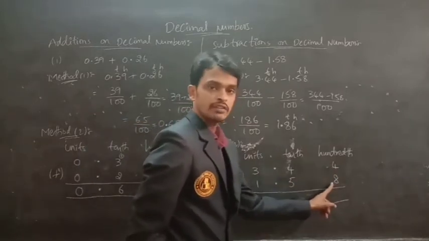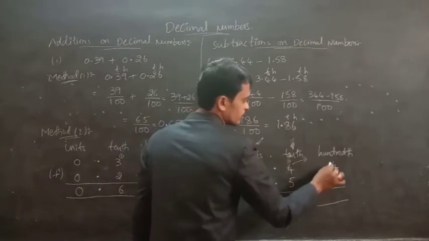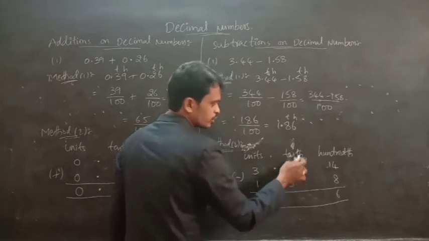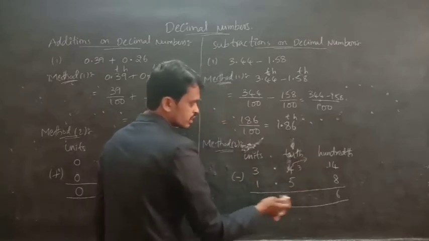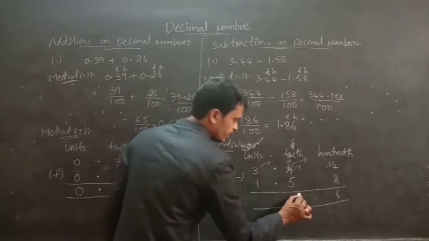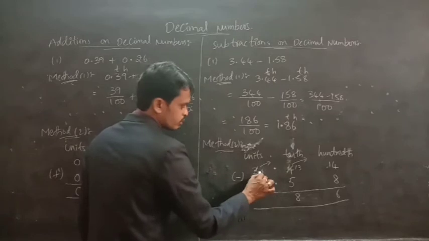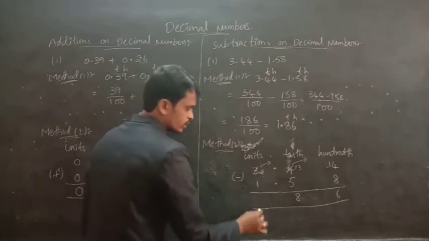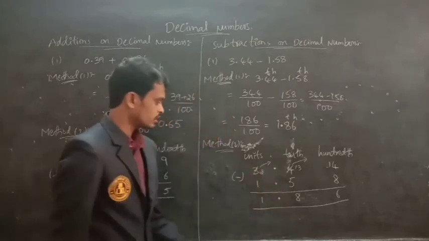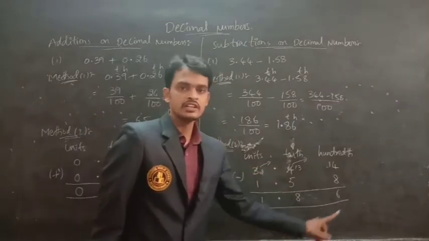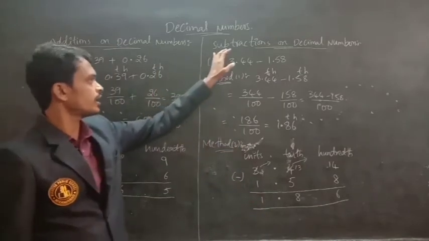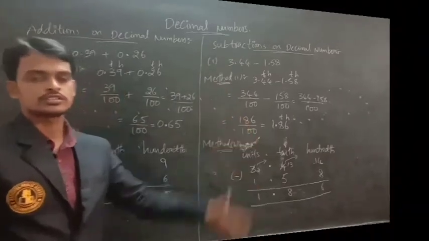In 4, 8 will not subtract, so we borrow and it becomes 14. 14 minus 8 is 6. Then it will be 3, because we took a borrow. In 3, 5 will not subtract, so again we borrow and it becomes 13. 13 minus 5 leaves 8. Then it will be 2, because we took a borrow. 2 minus 1 is 1. We keep the decimal point in the same place. Then the answer is 1.86.